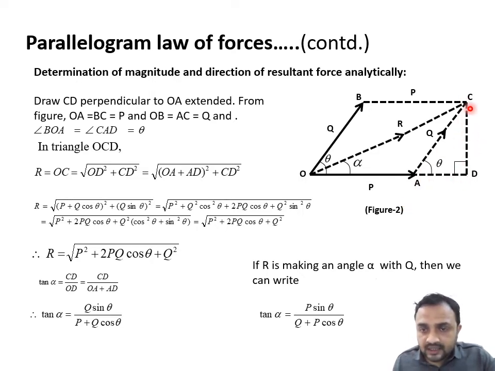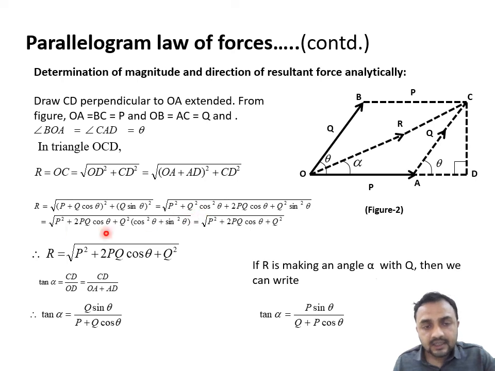CD divided by AC, so the value of CD divided by AC is Q. Then we can also write that CD equals Q sin theta. Again, if we simplify this, (P plus Q cos theta) whole square is equal to P square plus Q square cos square theta plus 2PQ cos theta.